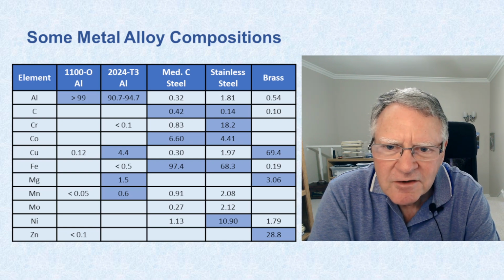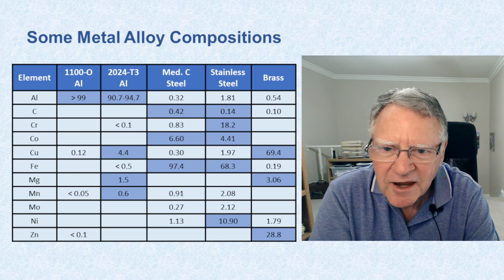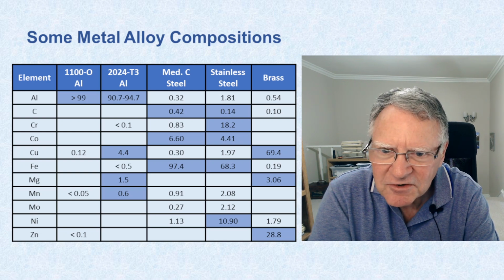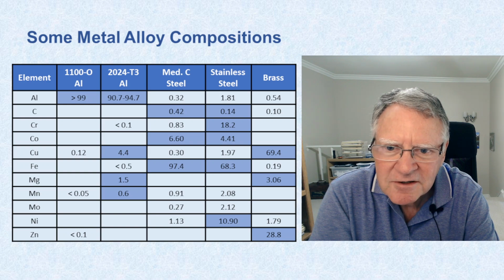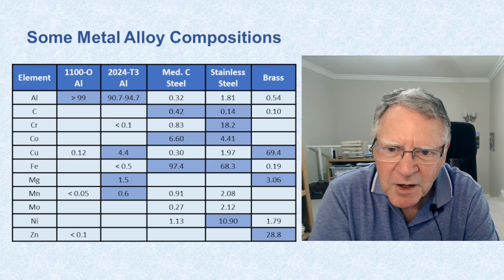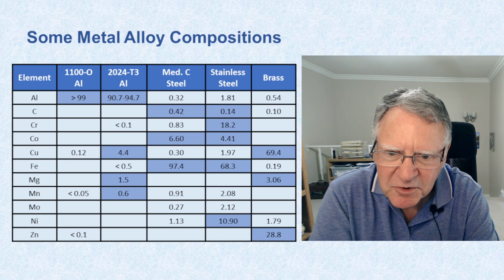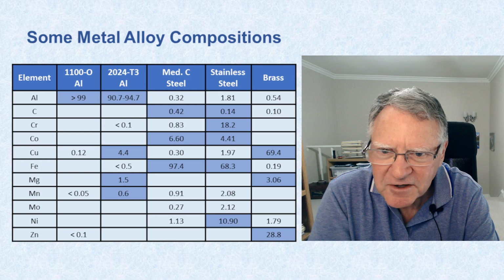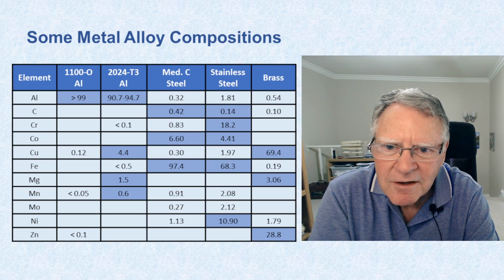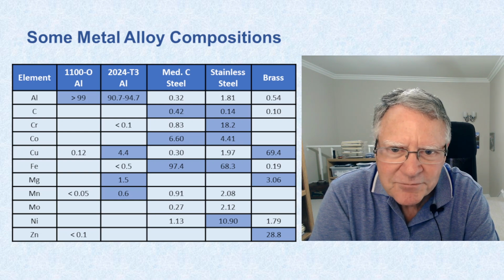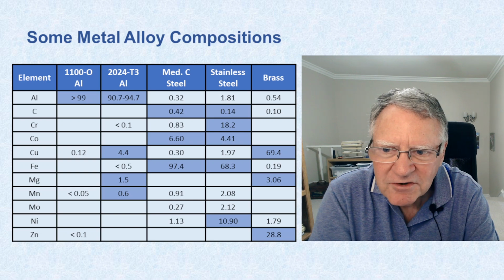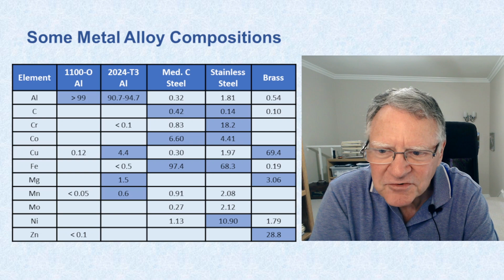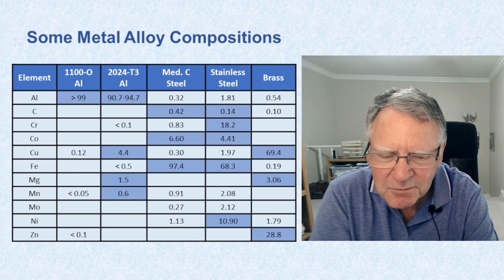The next column is stainless steel, and what makes it stainless is the addition of chromium and nickel. About 18% chromium and about 11% nickel. There's also a little cobalt in there as well, and even a little bit of aluminum. Now, brass is an alloy of copper and zinc, and it also has a few percent of magnesium in it.